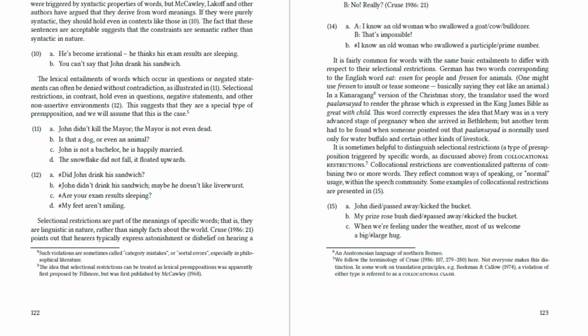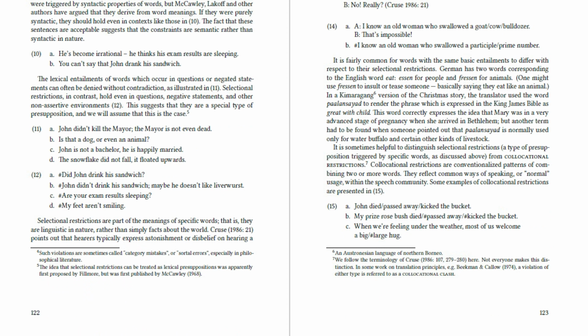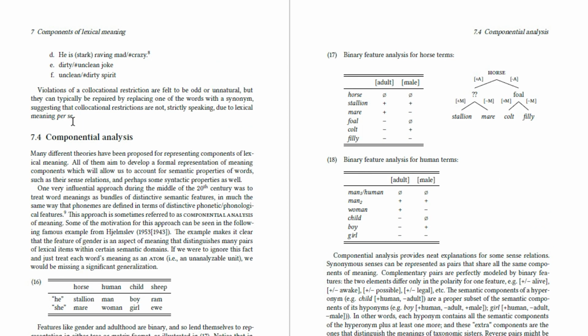The next page, I think page 123. We have two examples here. At the beginning, "Our kitchen drank a bottle of cloth. No, really." So that one looks like it has selectional restrictions because it has a kind of joke. So let's move to the next page.